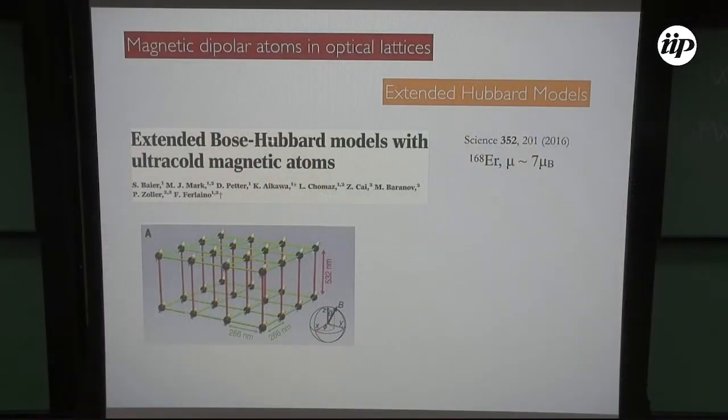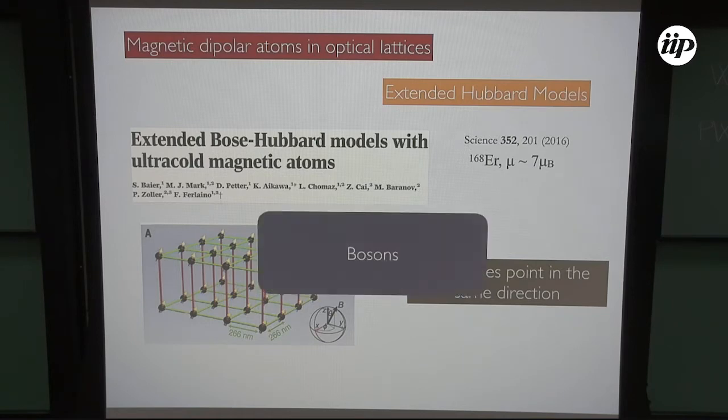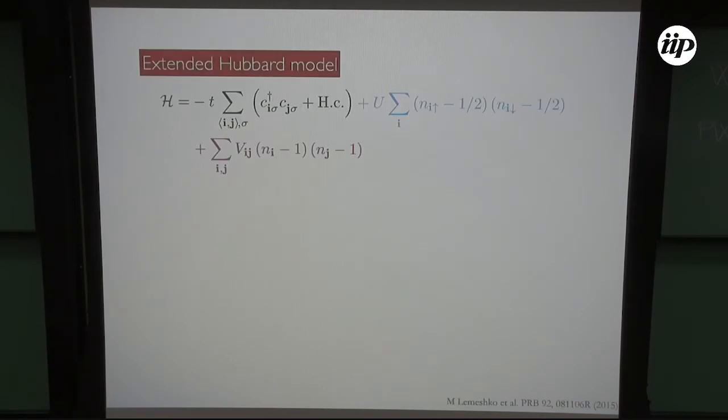And so here are dipolar atoms trapped in a lattice. They are of bosonic nature. But anyway, what I want to show here is that all the dipoles point in the same direction. And of course, they are bosons. So there is still no experimental realization of these systems with fermions, but it should be really interesting to do. So is it worth the effort? And I hope to convince you it is.